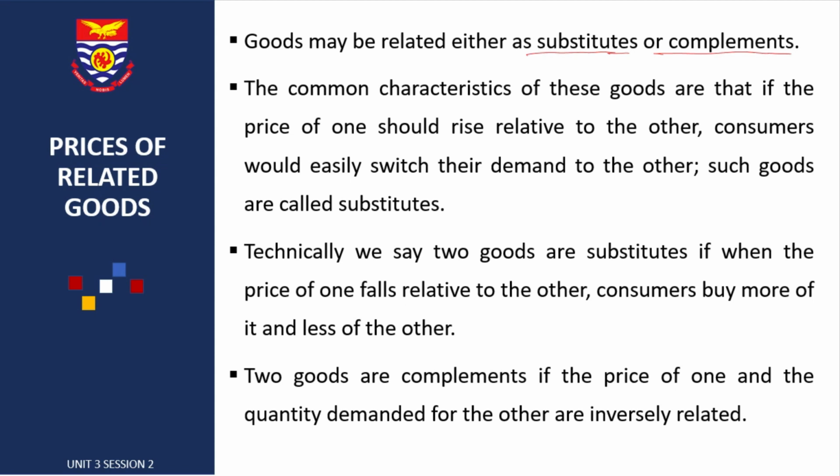The common characteristic of these goods, tea and coffee, or trotro and omnibus, is that if the price of one should rise relative to the other, consumers will easily switch their demand to the other. Such goods are called substitutes.